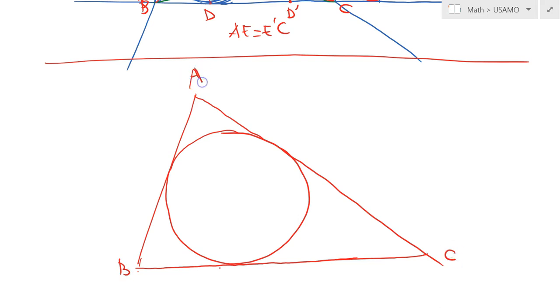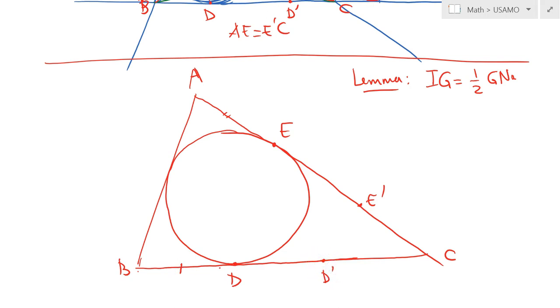So the lemma is that IG is equal to 1/2 G N_A, where N_A is the Nagel point, right? So let's go to our configuration here. Let's call this point D, this point E. AE is equal to, let's call this point E prime here, and BD is equal to, let's call this one D prime.